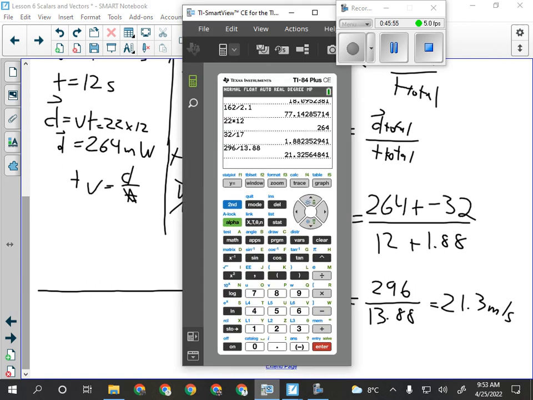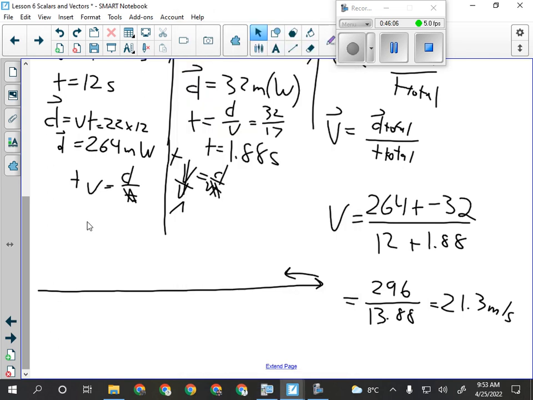So I'll have 232 divided by 13.88. Time doesn't change. So we're looking at 16.7 meters per second east. This is velocity, a vector quantity. I went 264 east and 32 west, so I still ended up way east of where I started.